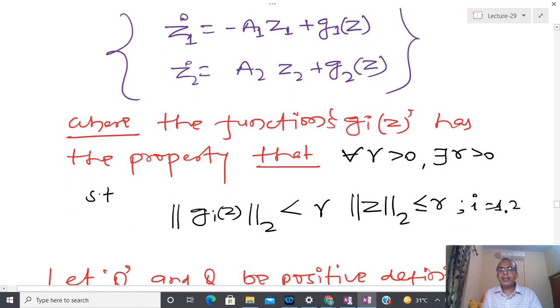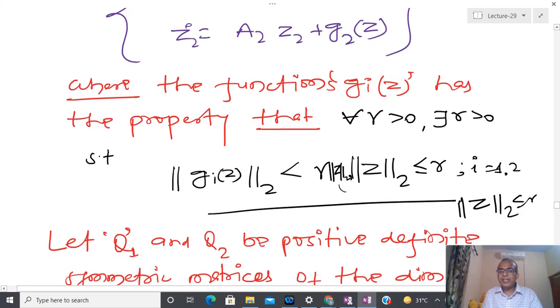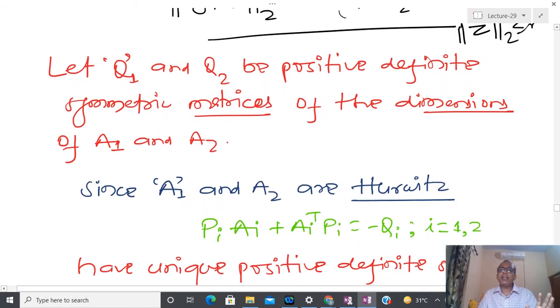Okay, and here again I can give a guarantee that g_j(z) is less than gamma into mod z, and this z2 part is less than r. So this kind of relation again I am going to assume. Like this, if I write, then things become more proper, and here I have the z sign like this.